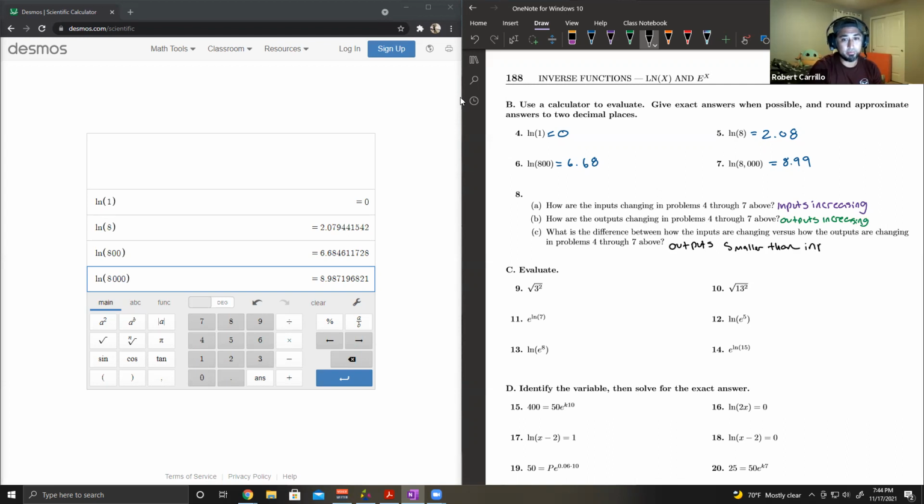than inputs. Because remember what logs do. They take extremely large numbers and put them into a smaller format. So we're saying the natural log of 8,000 can be read as 8.99, which is what? 1,000 times smaller than 8,000. So that's what's happening. The outputs are smaller than the inputs. Okay, everybody good with those?